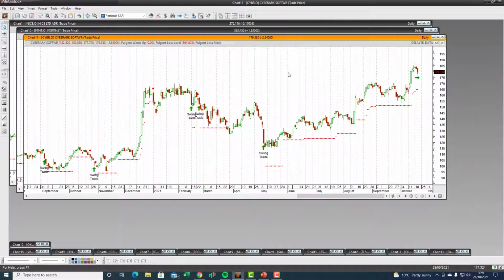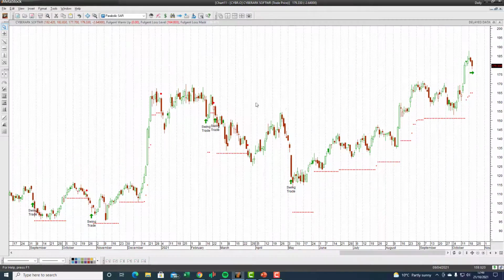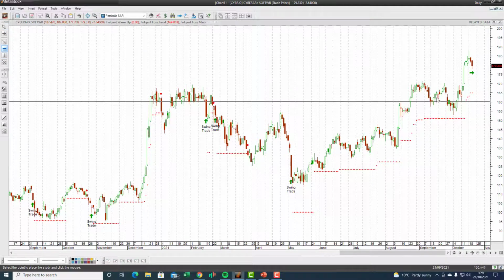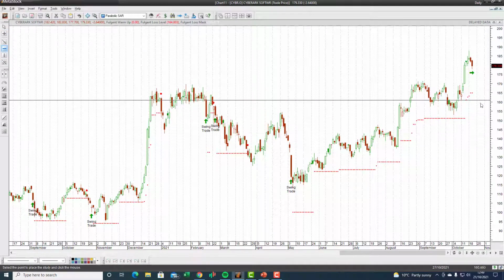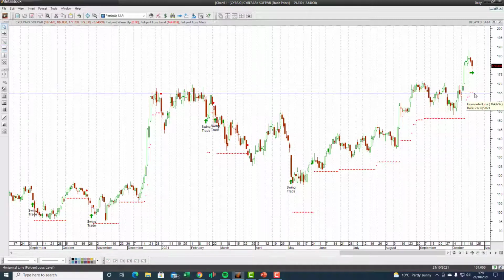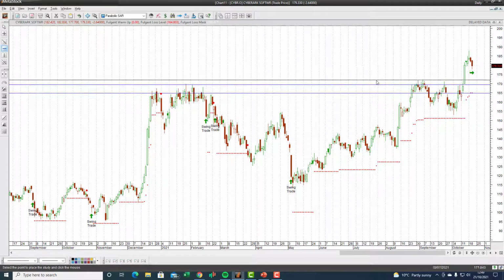Next up is CYBR software. Let's take a look at this one. Fantastic swing trade, grinded higher, absolutely great trade. This one, May, June, July quarter, nice 6 months rally or so. The trading stop is now at 165. It broke past this resistance zone, these old highs there. So this should be a new support zone.